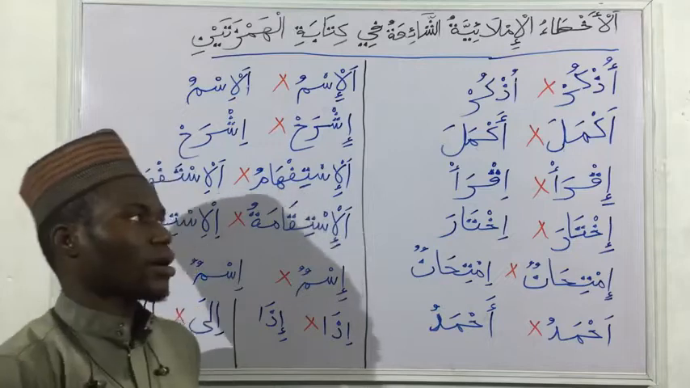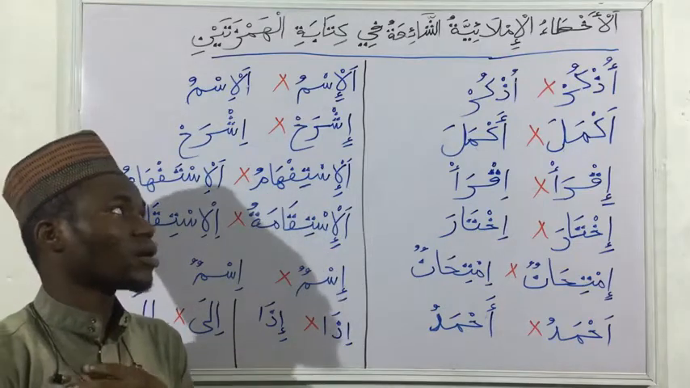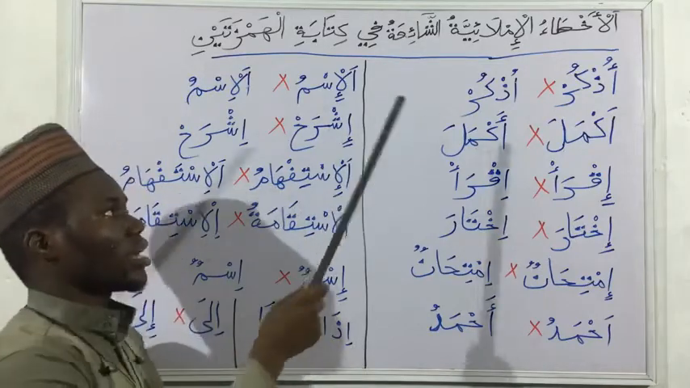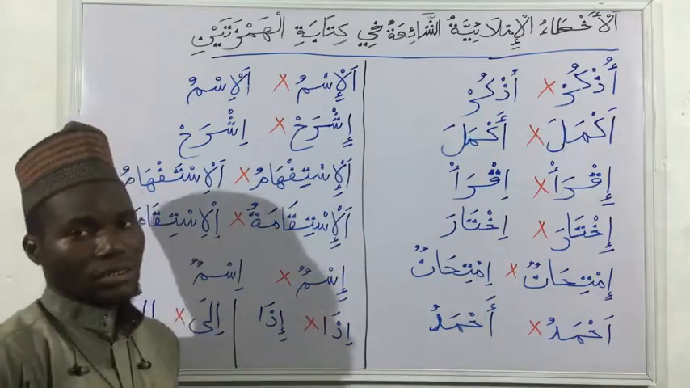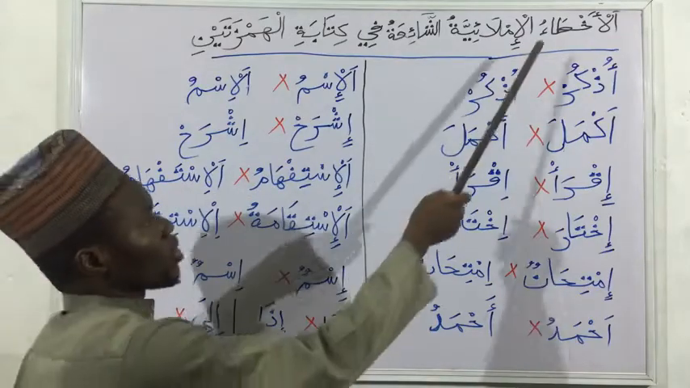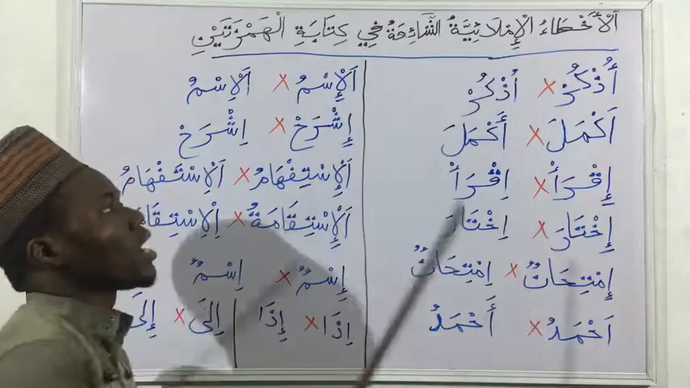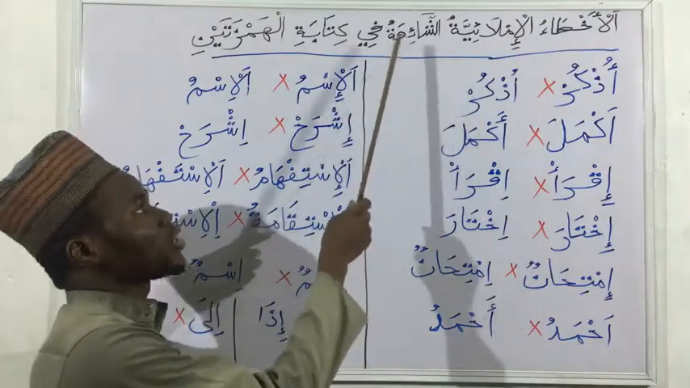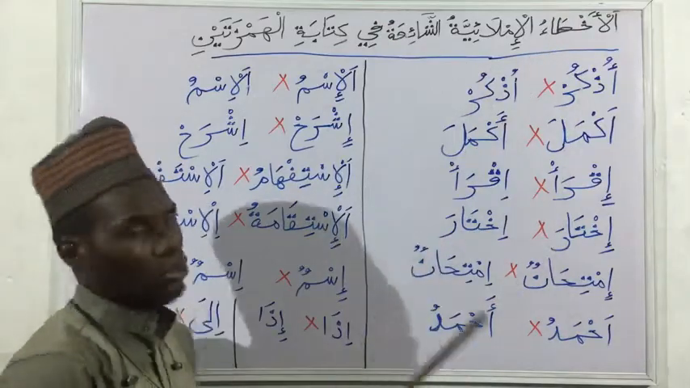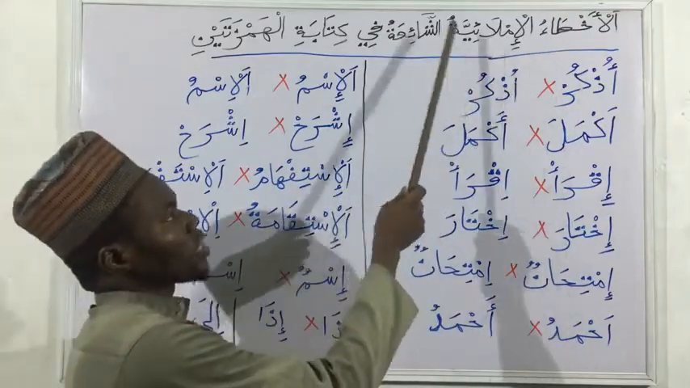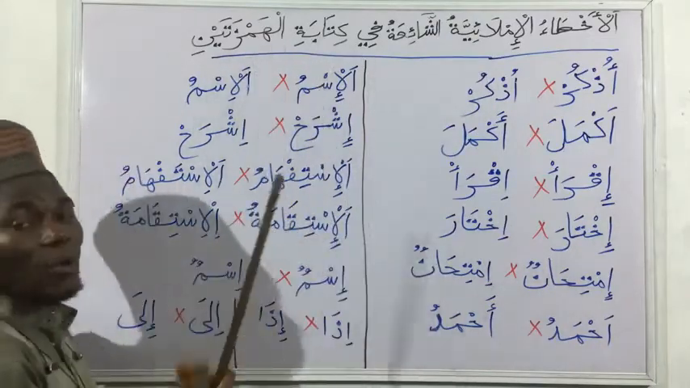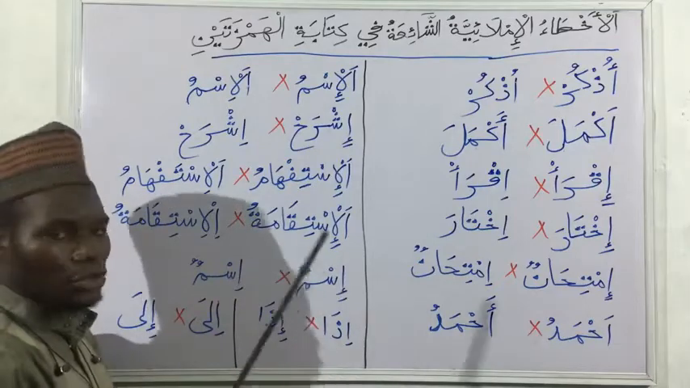Amin. Now, welcome back to class. Today we are going to be treating common mistakes that are prevalent while writing همزة الوصل and همزة القطع. So what do we have? We have الأخطاء الإملائية الشائعة, meaning common spelling mistakes في كتابة الهمزتين, while writing the two hamza.